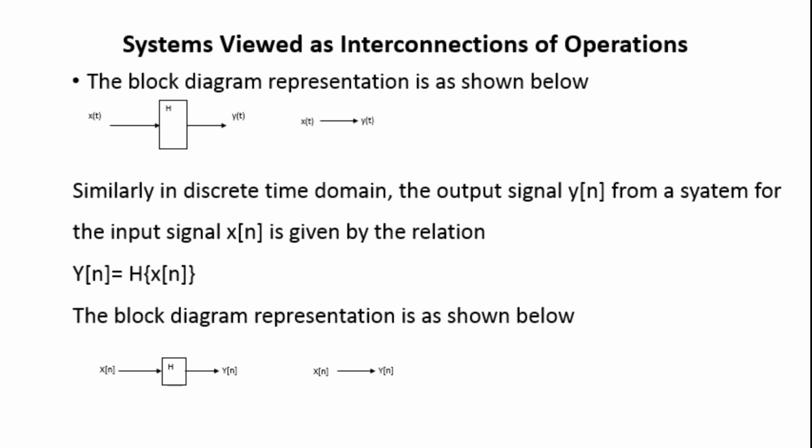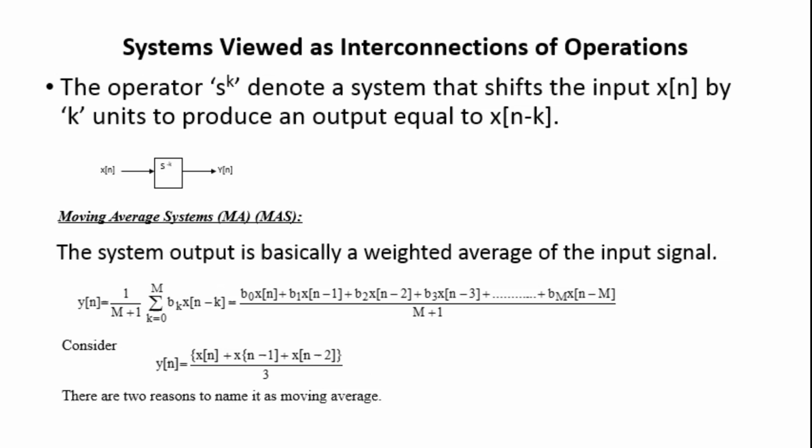Similarly, in the discrete time domain, the output signal y of n from a system for the input signal x of n is given by the relation y of n is equal to H into x of n. The block diagram representation is as shown below. x of n is the input and y of n is the output. The operator S to the power k denotes a system that shifts the input x of n by k units to produce an output signal x of n minus k. So x of n is the input, y of n is the output, and S to the power k denotes the system which shifts the input x of n by k units.